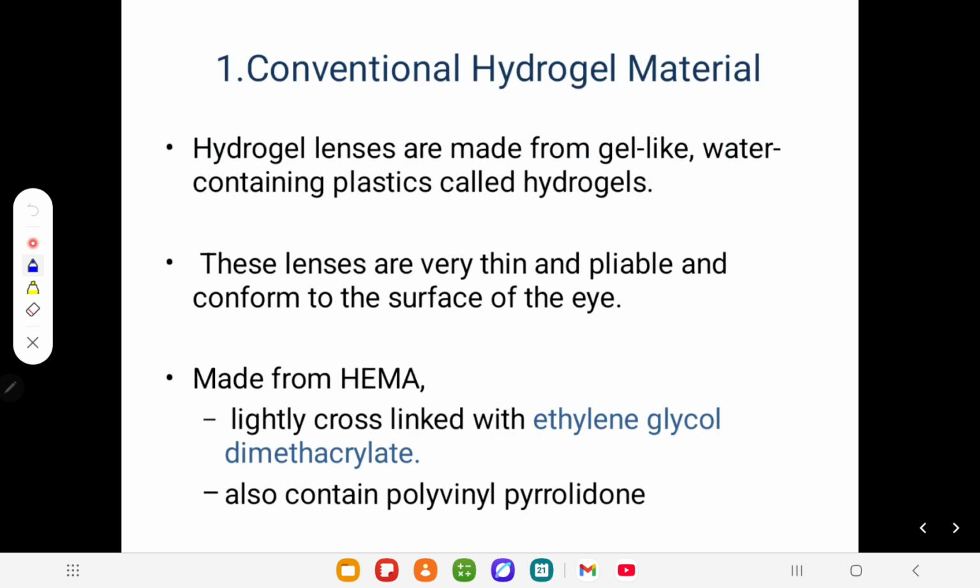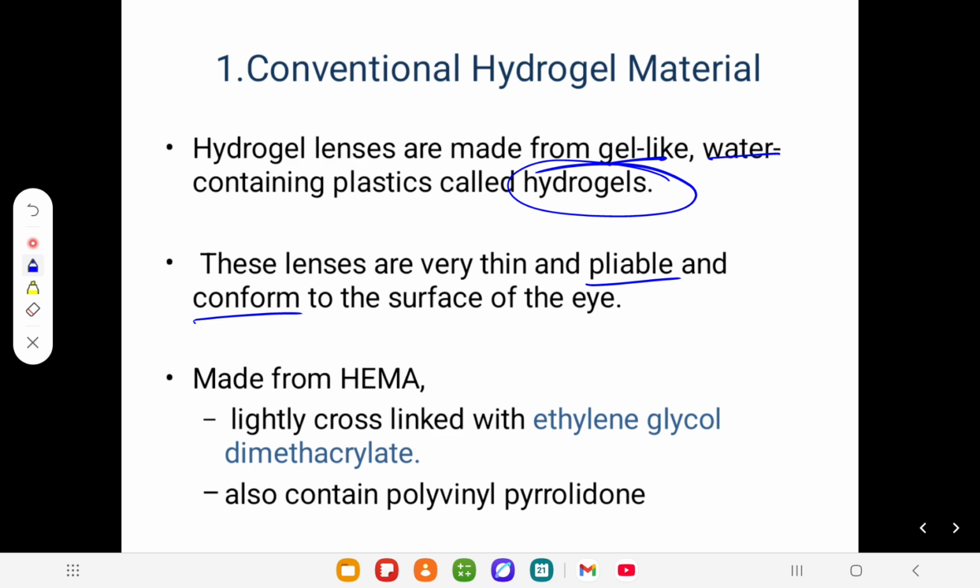Hydrogel materials are made from a gel-like, water-containing plastic that's called hydrogel, isn't it? Plastic that contains water. It's gel-like. These lenses are very thin and pliable and conform to the surface of the eye. That's why we don't consider a tear lens in the case of a soft contact lens.